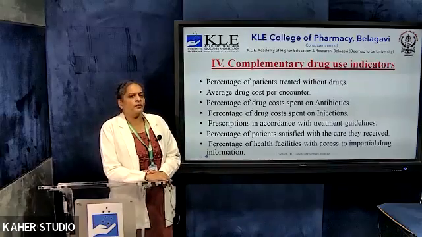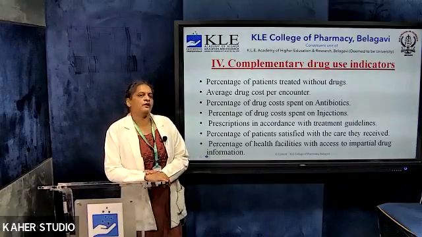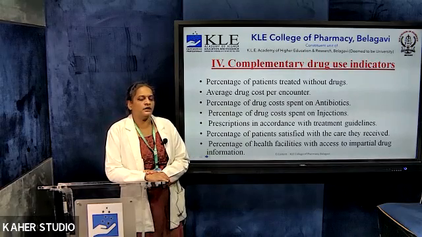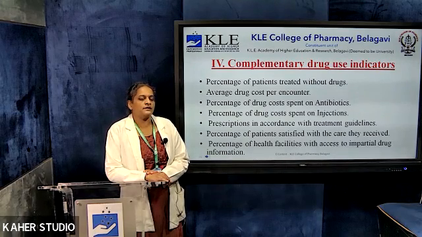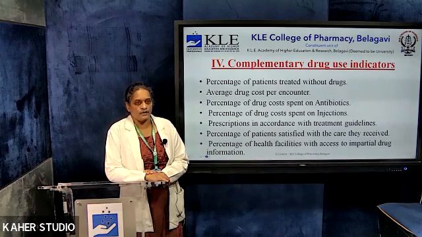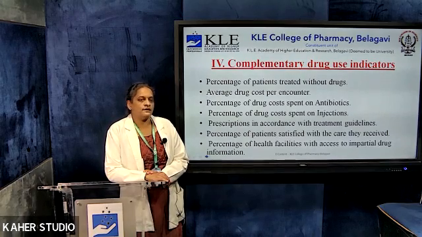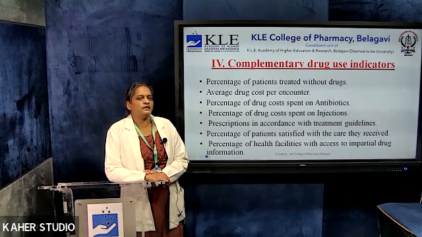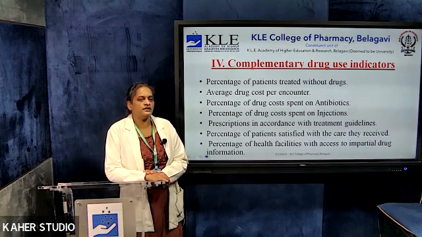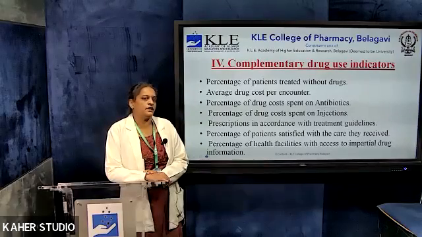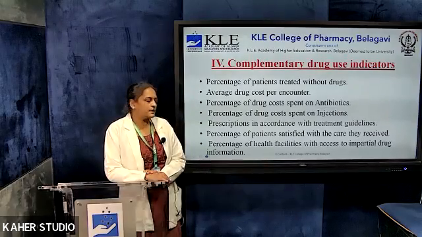The fourth one is the complementary drug use indicators, for example, percentage of the patients treated without drugs, and average drug cost per encounter. Percentage of the drug costs spent mainly on antibiotics, or antimicrobials. Percentage of drug cost spent on injections. So how much is there? Prescriptions in accordance with treatment guidelines, percentage of patients satisfied with the care they received, percentage of the health facilities with access to impartial drug information.